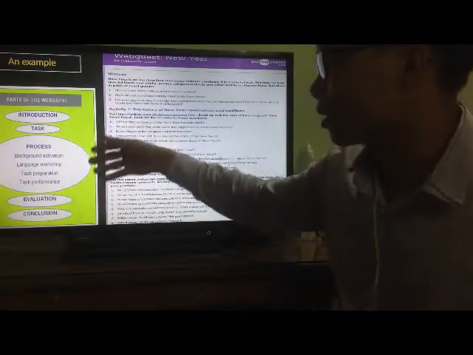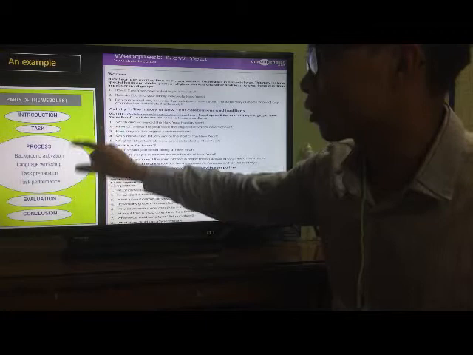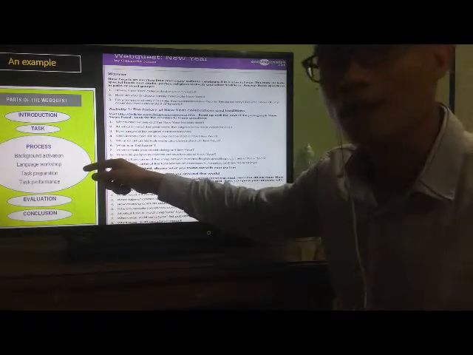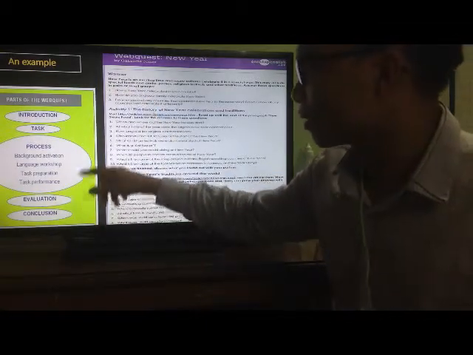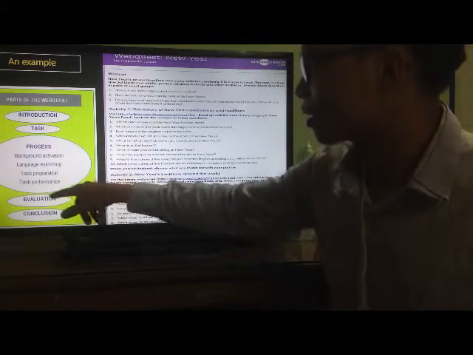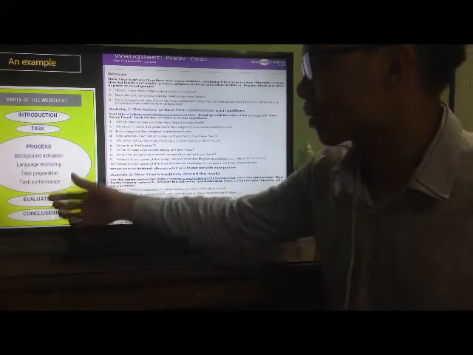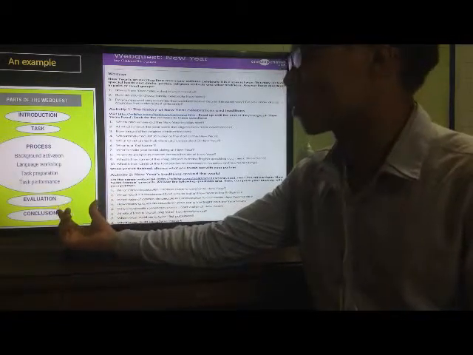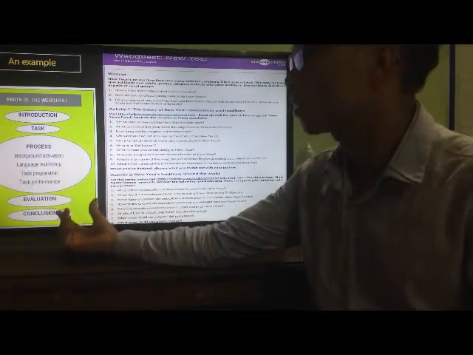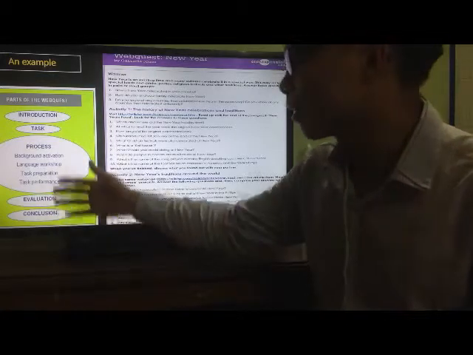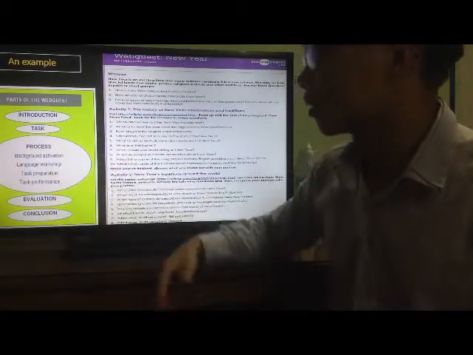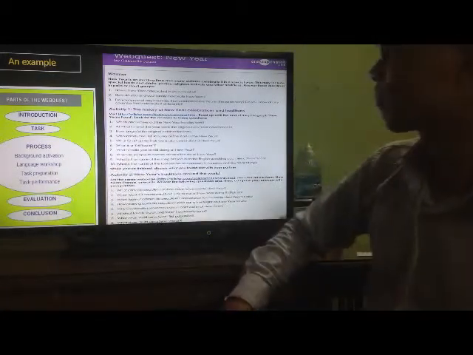The next is the process. This is where links to online resources will be embedded, and after the process is done, the students will go to the evaluation stage. This is where they have the opportunity to reflect on the whole process that they have been through, and finally the conclusion brings the whole WebQuest to an end.